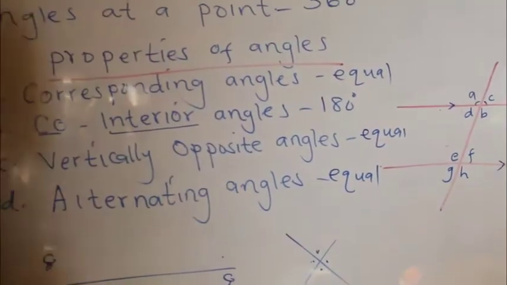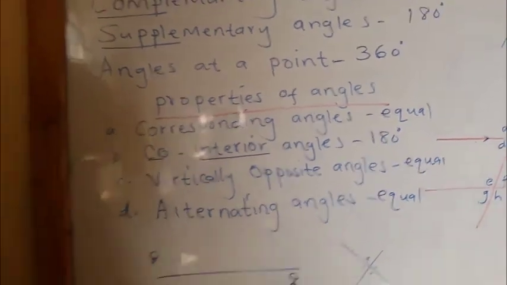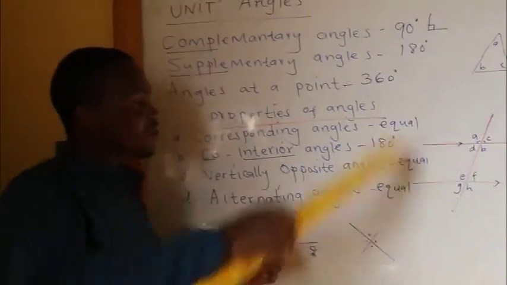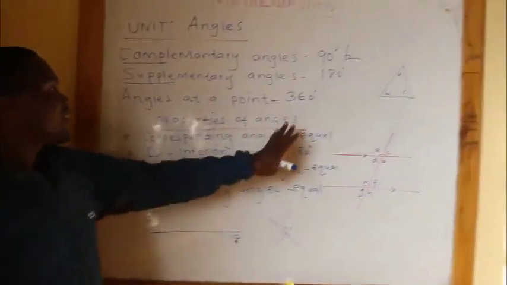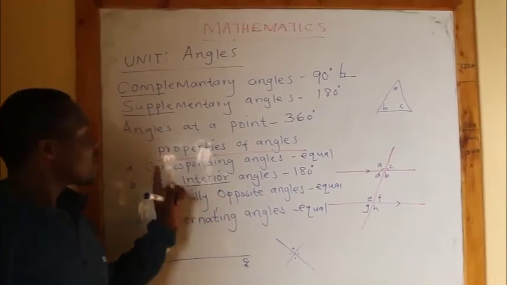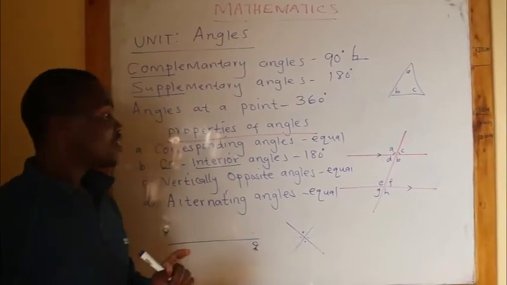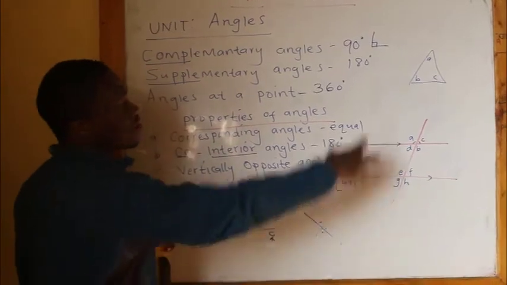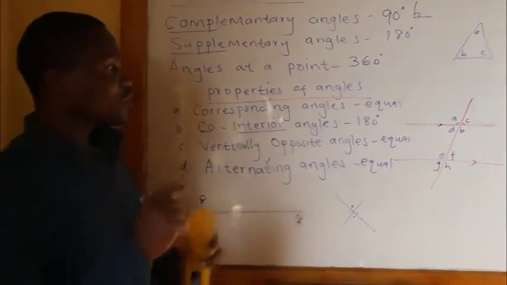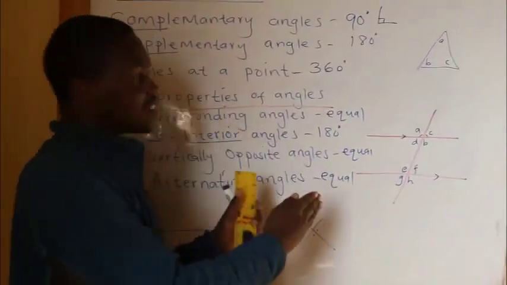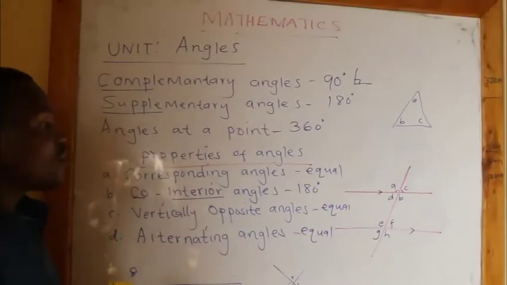So there is something that I now believe you are starting to know, that most of the properties of angles are equal. Only the co-interior angles are not equal. So with these properties of angles, we will be able to go straight to calculating the examples of angles.